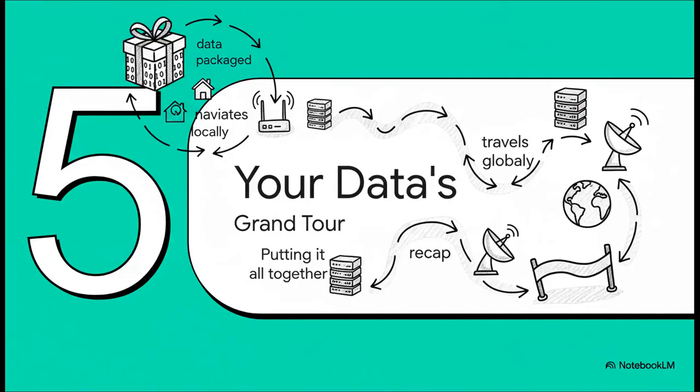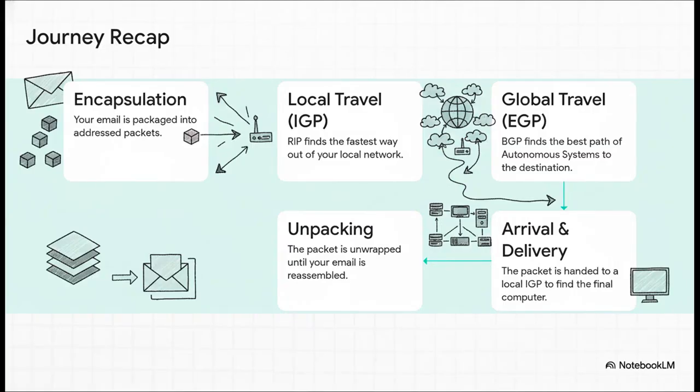So, there you have it. We've seen all the individual pieces of the puzzle, right? We've seen how the data gets packaged up, how it finds its way around its local neighborhood, and how it travels across the globe. So, let's do a quick recap of our packet's entire grand tour from start to finish. First up, encapsulation. Your email gets chopped up and packaged into nice, neat little IP packets. Next, an IGP, like RIP, guides that packet to the edge of your local network, your autonomous system. Then, at the border, the big gun, BGP, takes over.